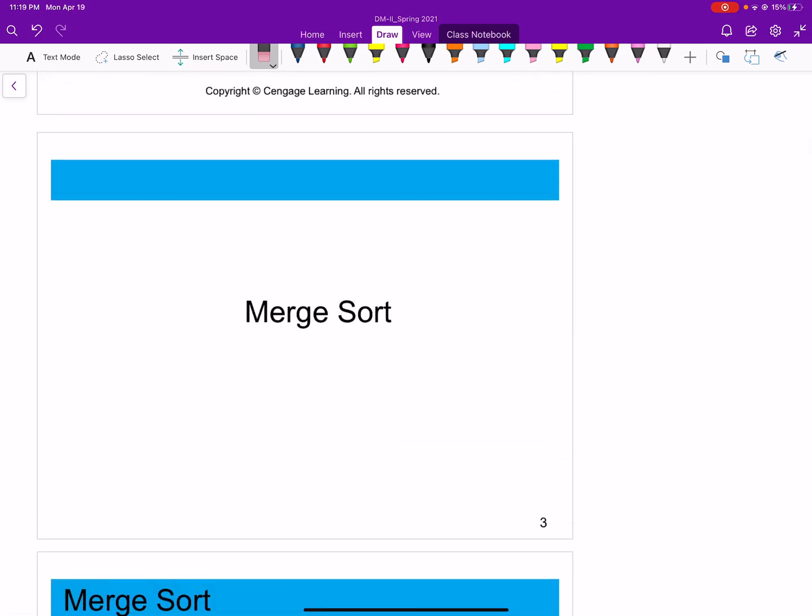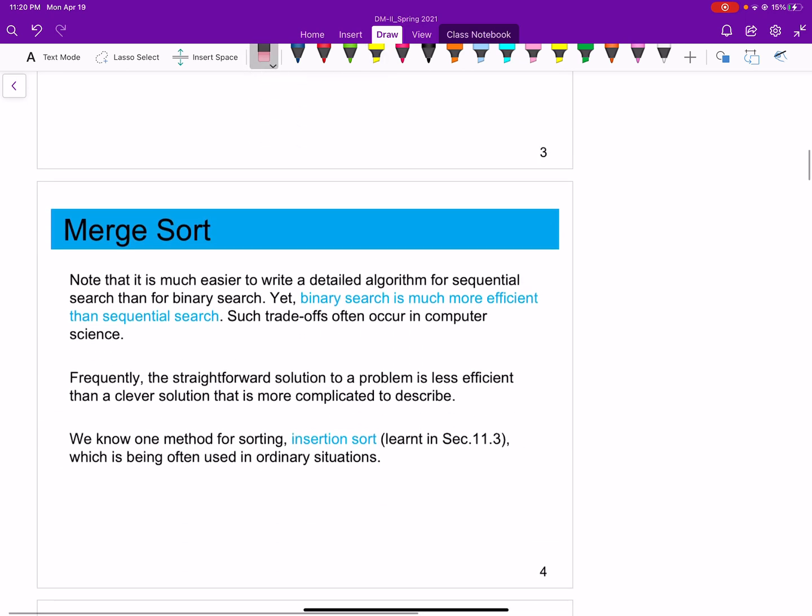In the last class we discussed the binary search algorithm. In this class, we are focusing on merge sort. This is the second sorting method that we learn in this chapter. All right, just go forward.